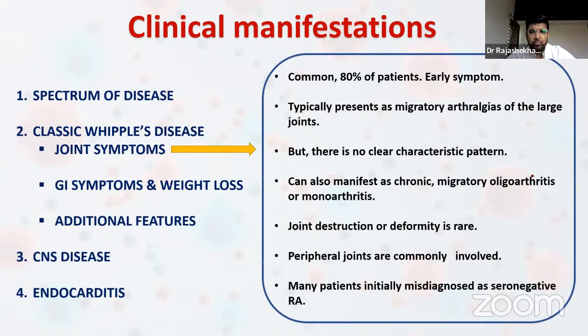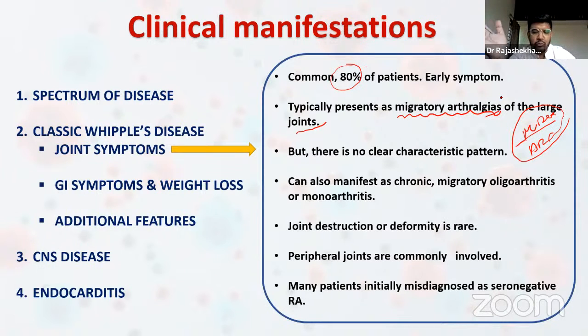So how does the joint symptom present? This is a very common symptom. It is present in 80% of patients, and it typically presents as a migratory arthralgia of large joints. We know that migratory polyarthritis is a feature of acute rheumatic fever. So in acute rheumatic fever, it is an acute migratory polyarthritis or arthralgia, whereas in Whipple's, it is a chronic migratory arthralgia of the large joints.